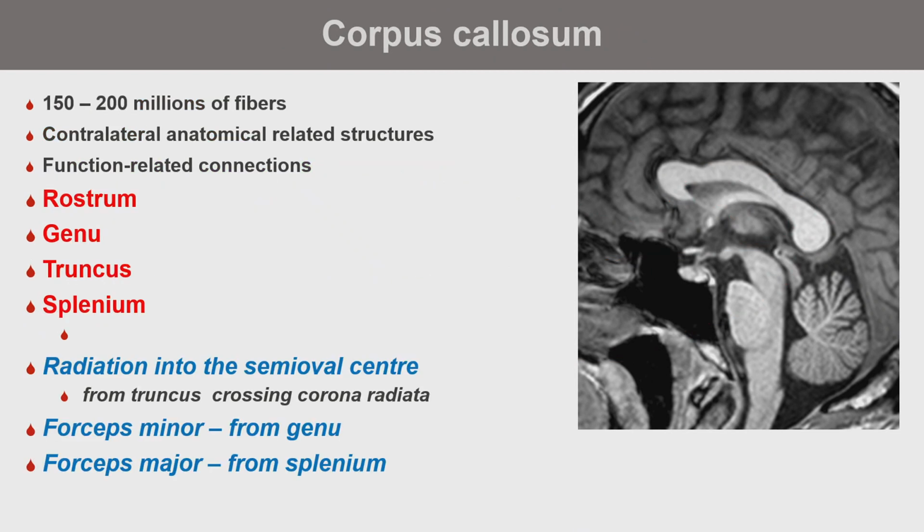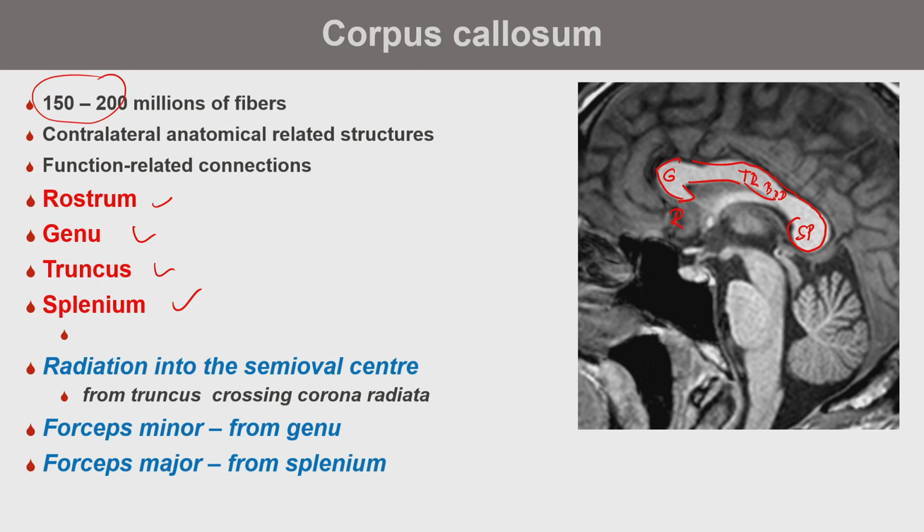So the corpus callosum, or callosal body, contains 2 million fibers. And it has parts which are the rostrum, genu, trunk, or body, and dorsally the splenium. Yeah, rostrum, genu, truncus, splenium.